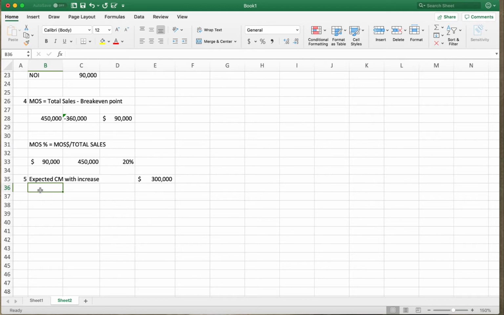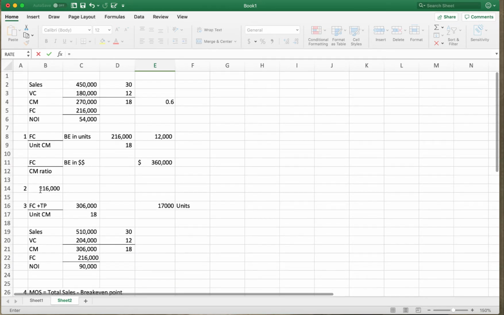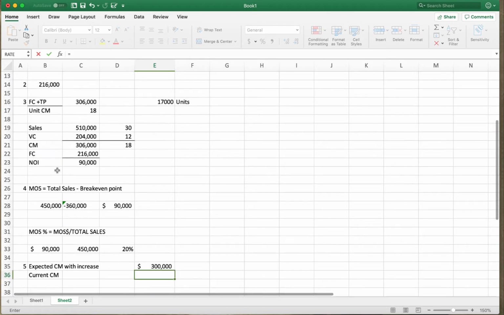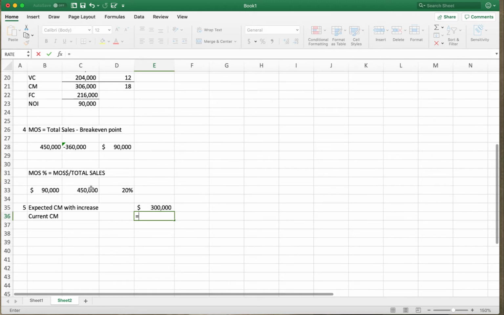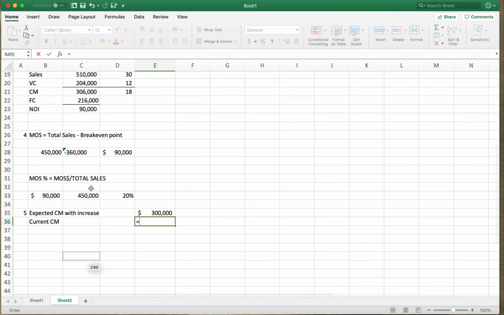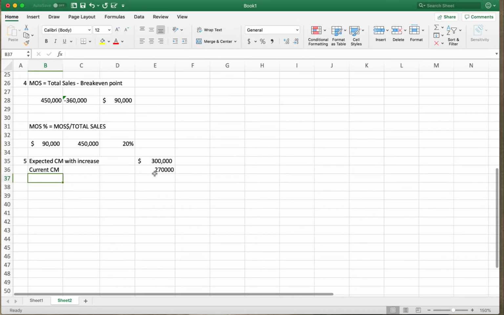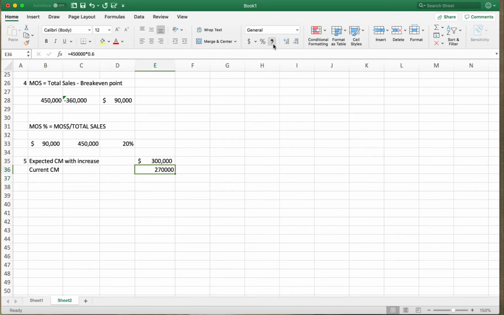Okay. Step 2, we need to figure out what the current CM is. What's the current contribution margin? Well, that's easy for us to do, right? We could just plug in the number that we got here. Oh, the contribution margin is $270,000, right? We could do that. That's acceptable. Or we could calculate it. How do we calculate it? Well, $450,000 times 0.6, or 60%. We get $270,000.